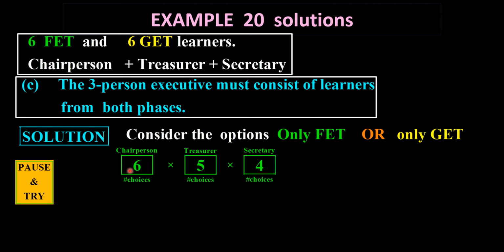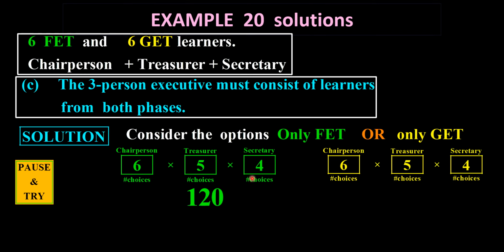So there's 6 there, then it's 1 less, it's 5, and then 4, and that gives me a total of 120. Let's look at the GET, and it's exactly the same because it's the same number of learners there. So it's 6 times 5 times 4, and that gives me 120, right? So in other words, there's a total of 240 cases where it consists of only FET and only GET.